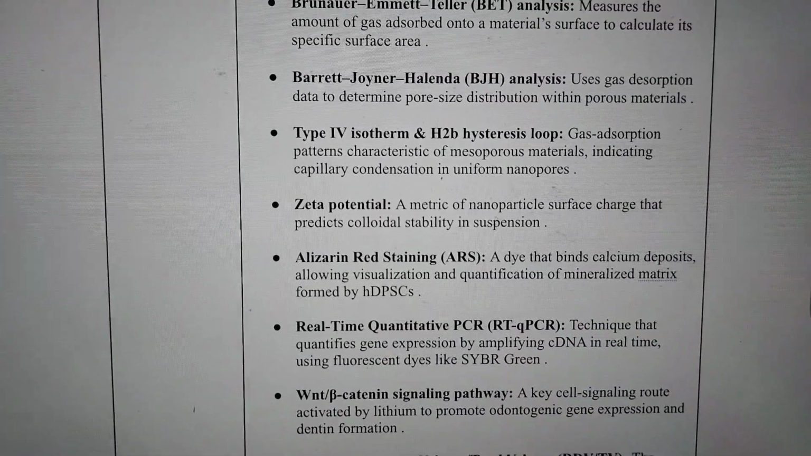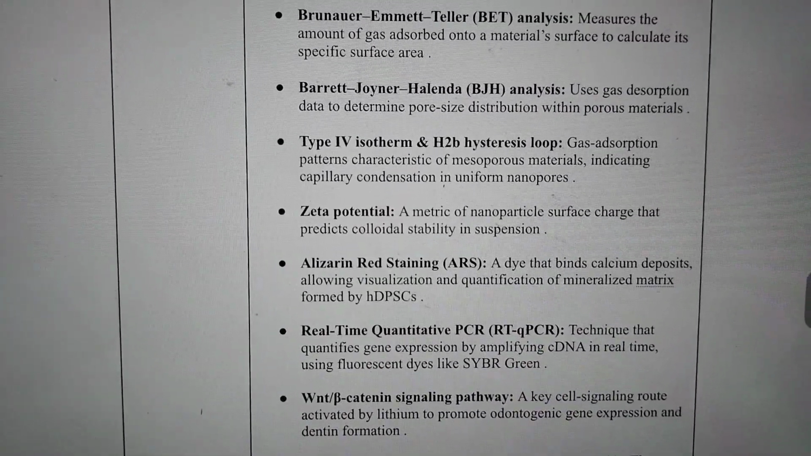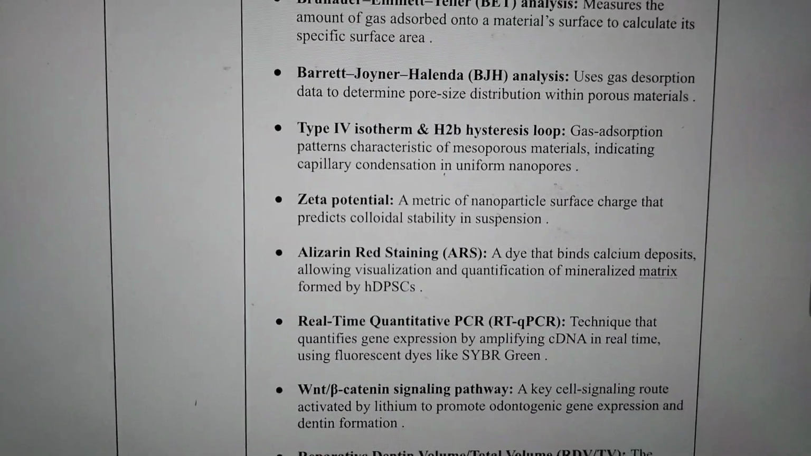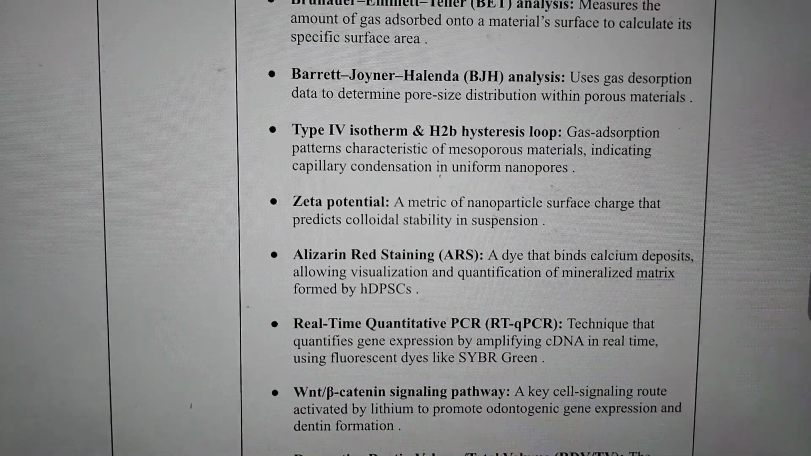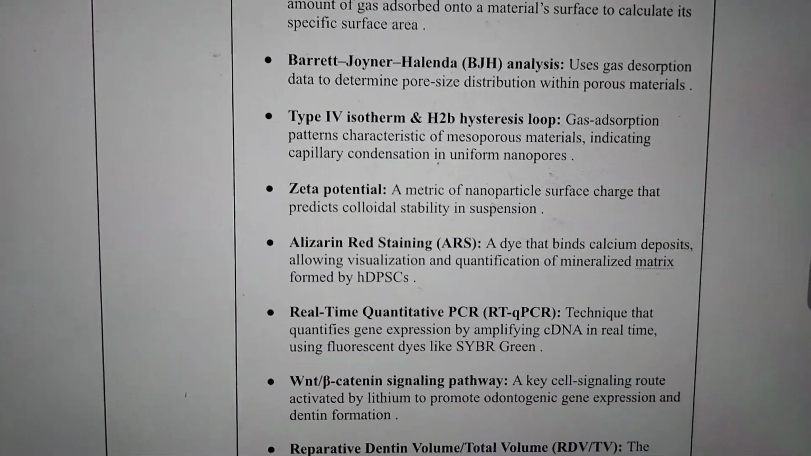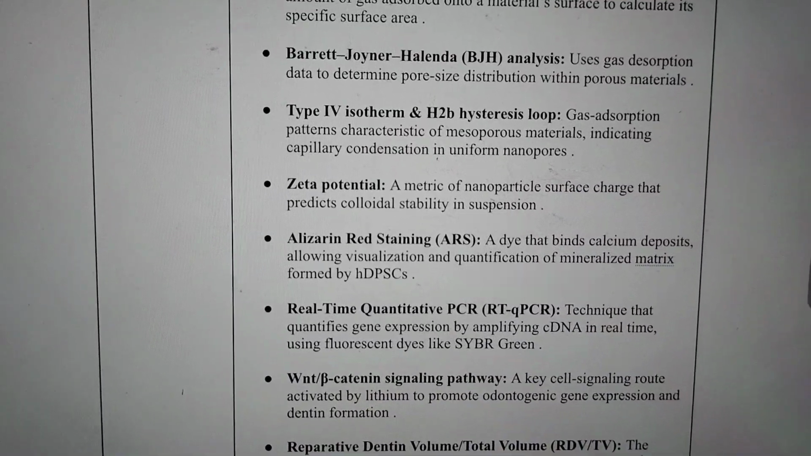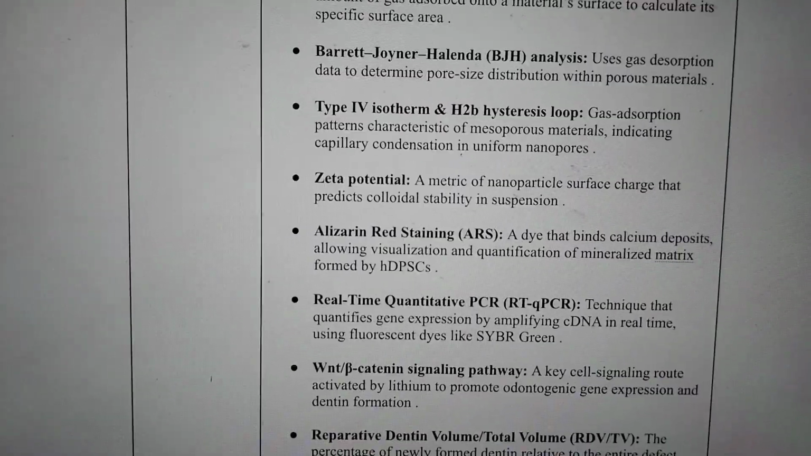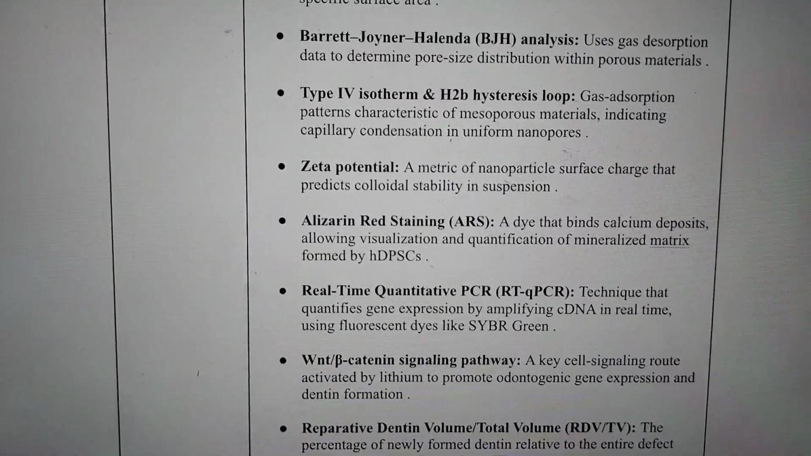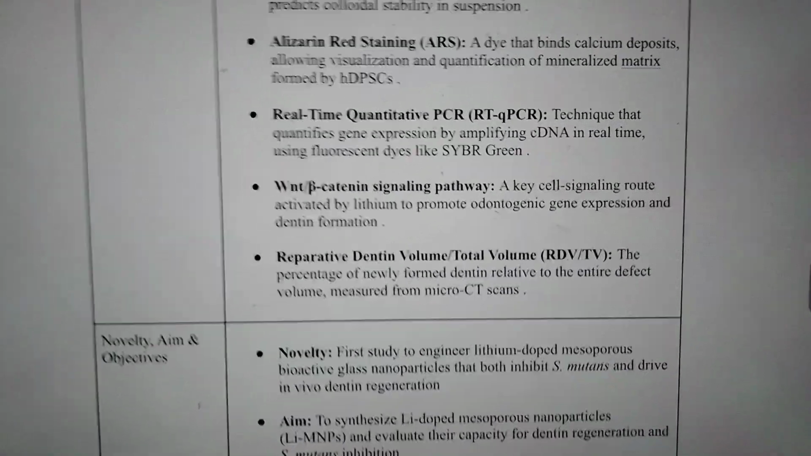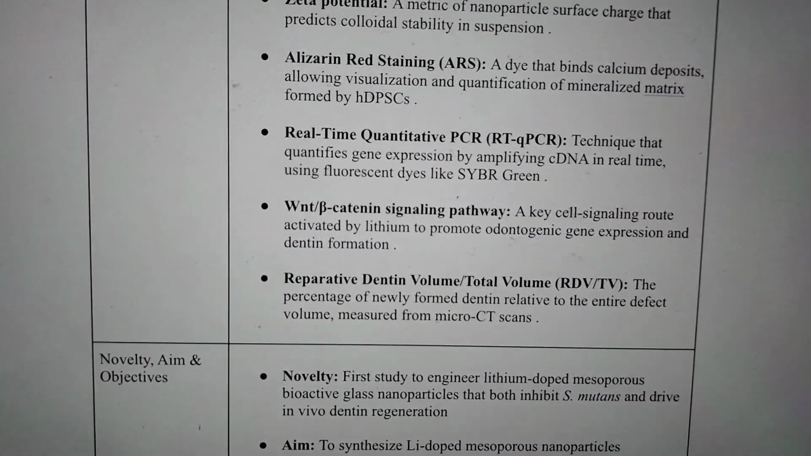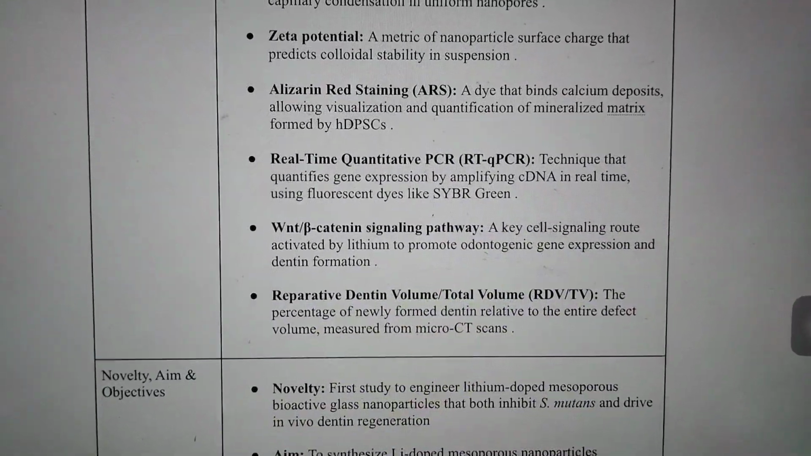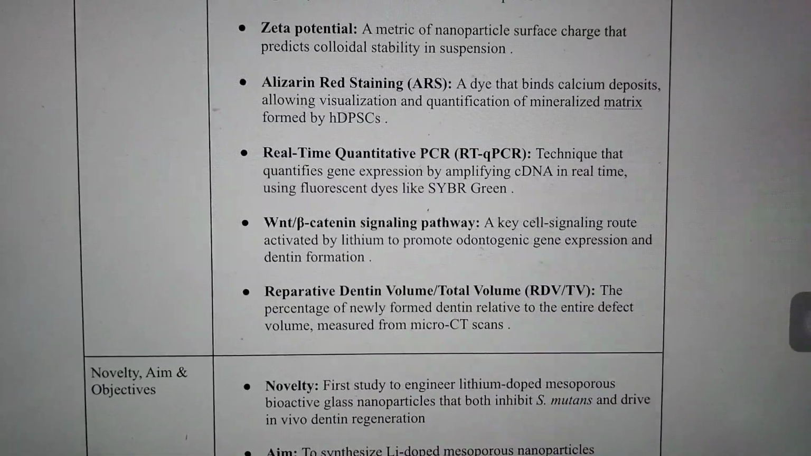Alizarin red staining, a dye that binds calcium deposits, allowing visualization and quantification of mineralized matrix formed by HDPSCs. Real-time quantitative PCR, a technique that quantifies gene expression by amplifying complementary cDNA in real time using fluorescent dyes like SYBR green. WNT beta-catenin signaling pathway, a key cell signaling route activated by lithium to promote odontogenic gene expression and dentine formation.